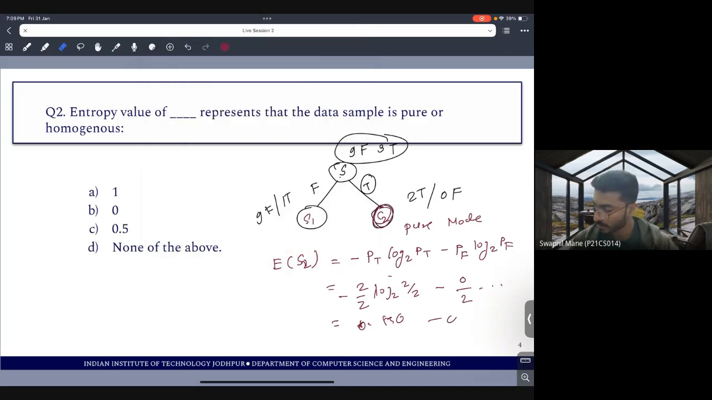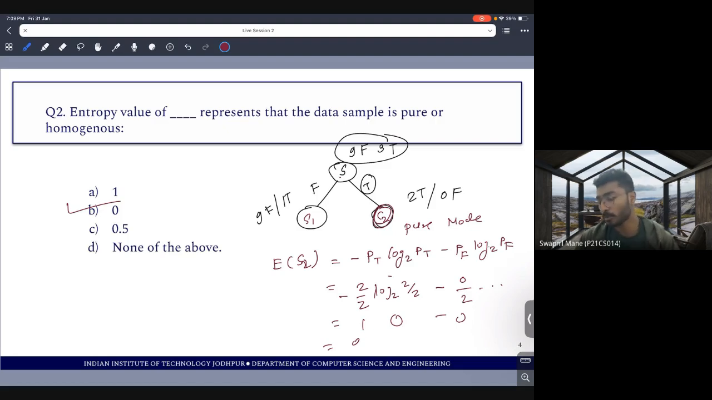So you can calculate that. This will give 0, and this is 1, and this is 0. So from this you will get 0. That is option B. Option B is correct here. That is the entropy for the pure node, which gets 0 entropy.